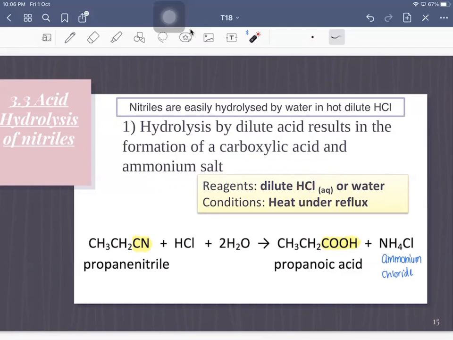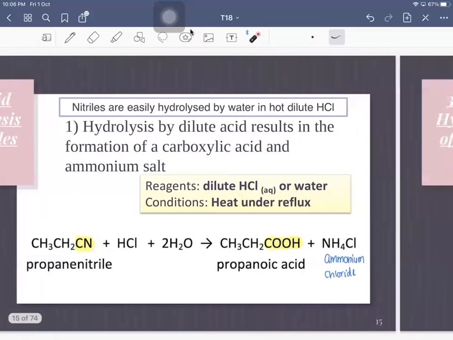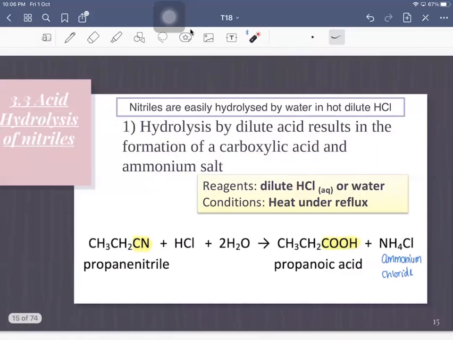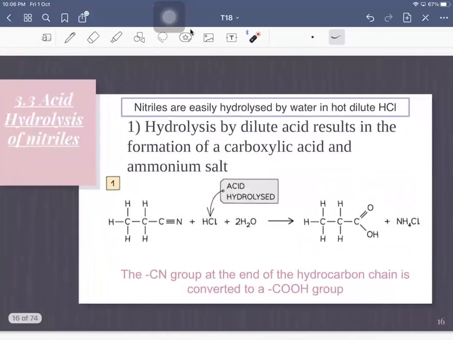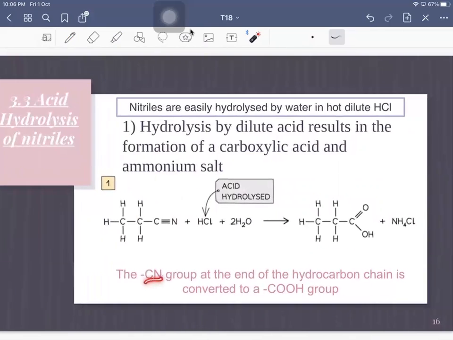Next, hydrolysis is the base hydrolysis. Is it the same? Oh, okay, it's the same, right? Basically, this is the diagram that you have in your notes. So we say that the CN group at the end of the hydrocarbon chain is converted into a COOH. So the rest of the molecule stays unchanged. Okay, so if you want to copy this down, you may copy it. Okay, you can pause it here.